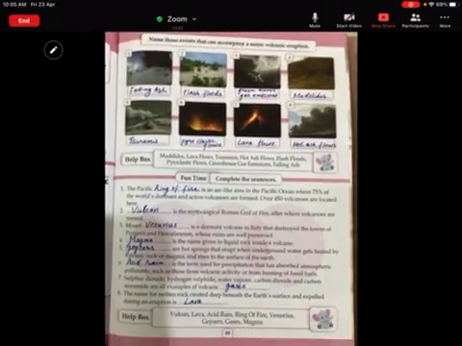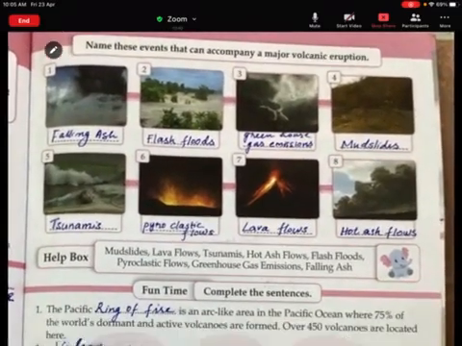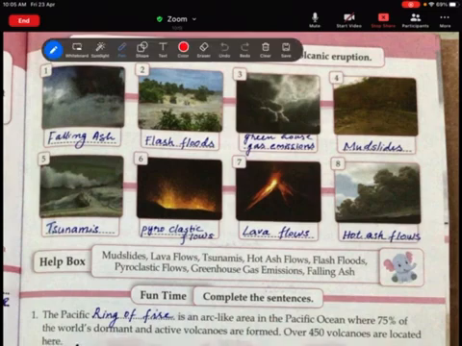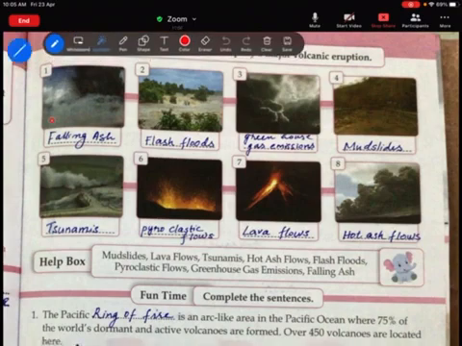Name these events that can accompany a major volcanic eruption. Here is this one: falling ash, lots of ash coming out, and this ash will be falling in the surroundings. Next, flash floods. See, floods, a lot of water going out.